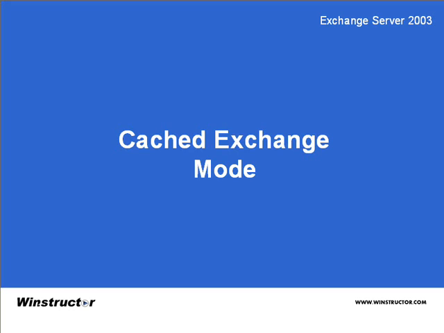Alright, so maybe I've convinced you that Cached Exchange Mode is a good thing, and now maybe you want to use it. Well, here comes the easy part. If you've already installed Outlook 2003 as a brand new installation, then Cached Exchange Mode is already configured by default. But if you've upgraded from a previous version of Outlook, then you'll need to manually go and configure Outlook 2003 to take advantage of Cached Exchange Mode. So let's go and take a look at how we do that now.